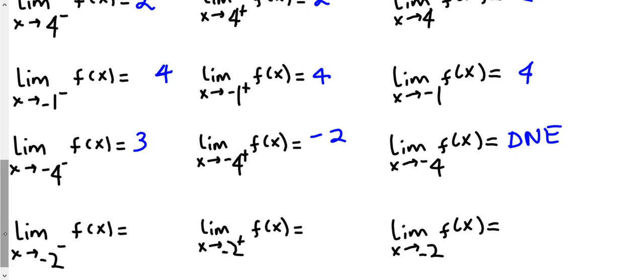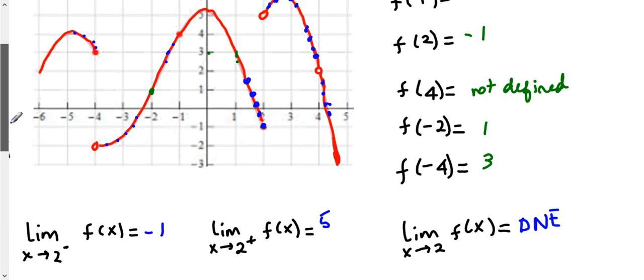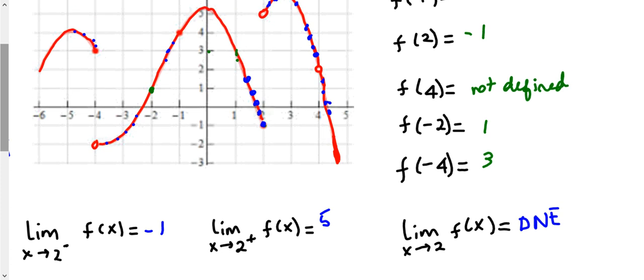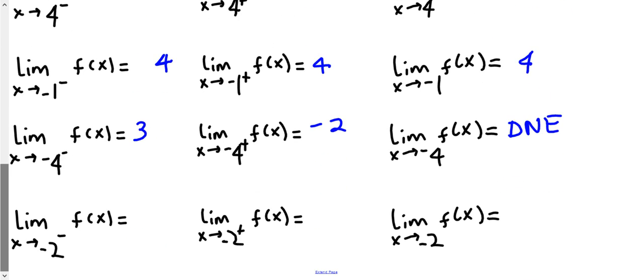Finally, approaching negative 2. Approaching negative 2 from the left, the y values are approaching 1. Approaching negative 2 from the right, again we're getting 1, right? Therefore, this limit will exist and will equal 1.